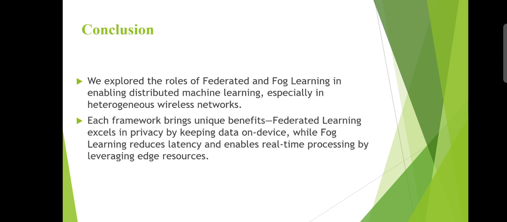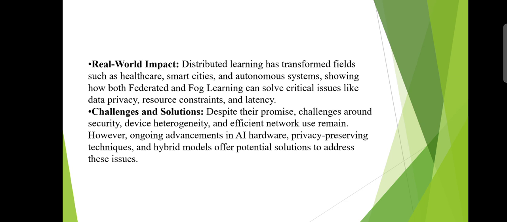Conclusion, we explore the roles of federated and fog learning in enabling distributed machine learning, especially in heterogeneous wireless networks. Each framework brings unique benefits. Federated learning excels in privacy by keeping the data on device, while fog learning reduces the latency and enables real-time processing by leveraging edge resources. Real world impact, it has many real world impacts and also challenges and solutions for that.